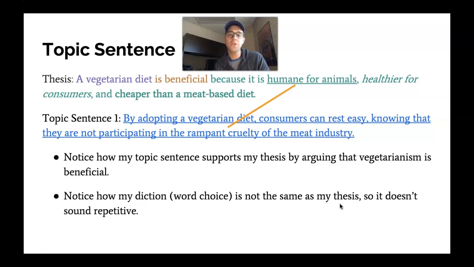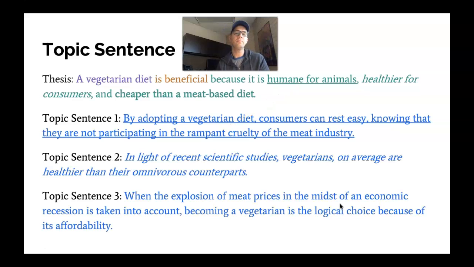Okay, so you can see that my topic sentence relates directly to my thesis statement. And notice that my diction, or my word choice, is different. I didn't say humane for animals. I said that you're not participating in cruelty, which means the same thing, right? So I'm saying the same thing, but I'm saying it differently. All right, now I did the same thing for my other topic sentences in my thesis statement: healthier for consumers and cheaper than a meat-based diet.